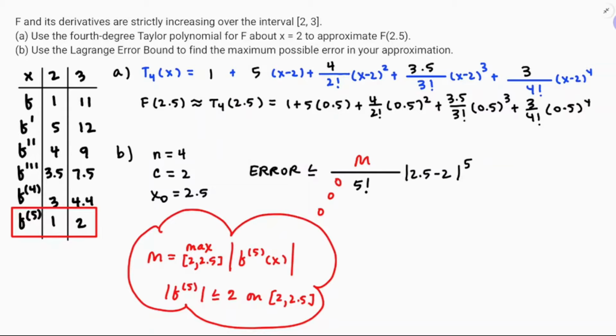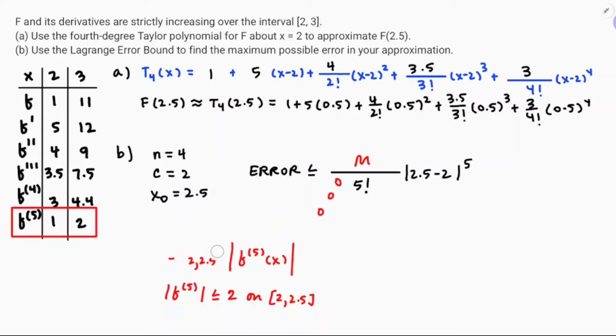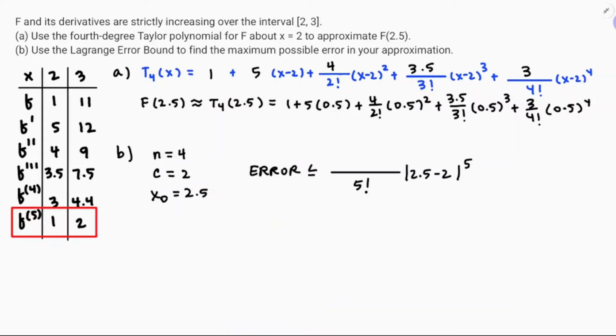So what we're going to do is use that 2, and we're not going to write all this stuff out, just get rid of it. All right, done thinking. We're going to use 2 over 5 factorial times 0.5 to the 5. We could simplify that if we needed to, but we don't need to because this is AP Calculus, and we're going to stop there.